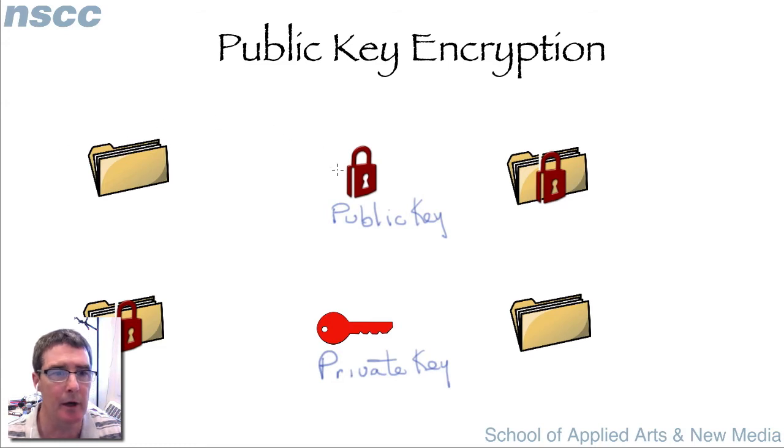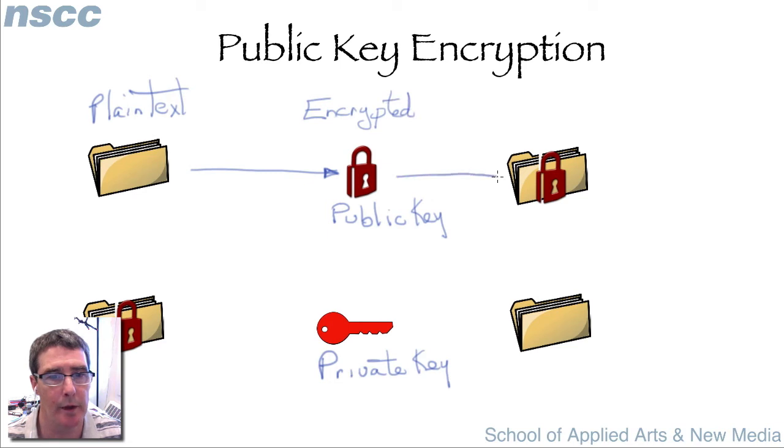Now, public keys are distributed to the general public. So if I'm a person and I want information sent to me and I want to make sure that it's encoded, I send out my public key to basically anyone who I want to send information to me. So we have some plain text here, and I have someone who wants to send me information. So I've sent that person my public key. The plain text is then encrypted using the public key. And what we get here is ciphertext.